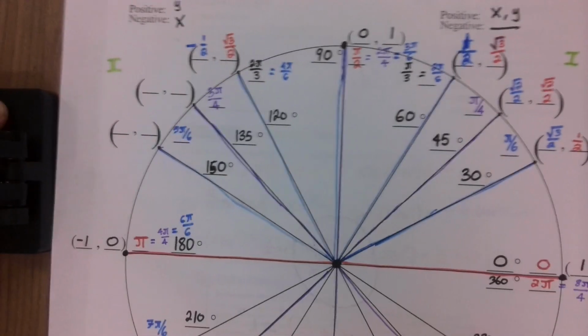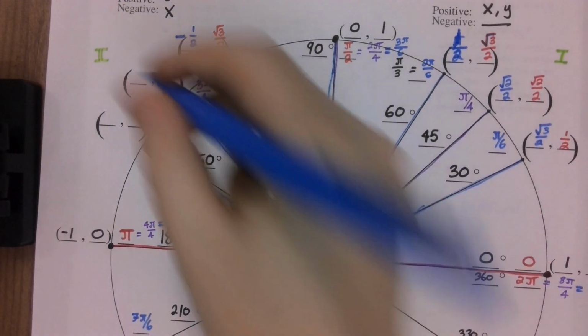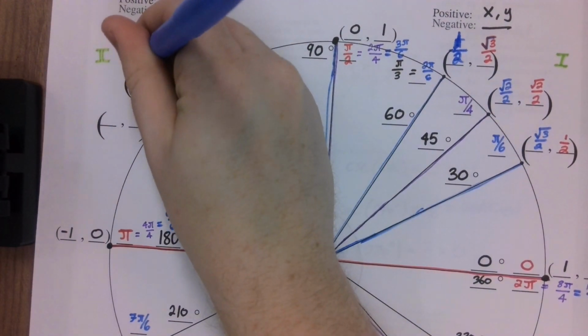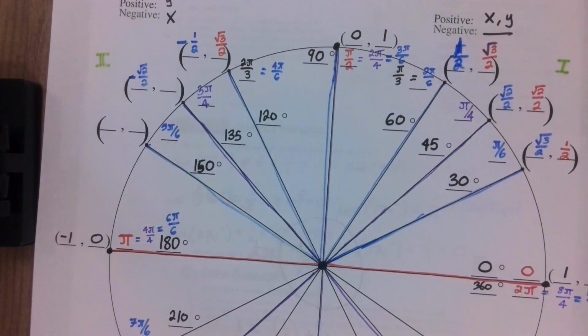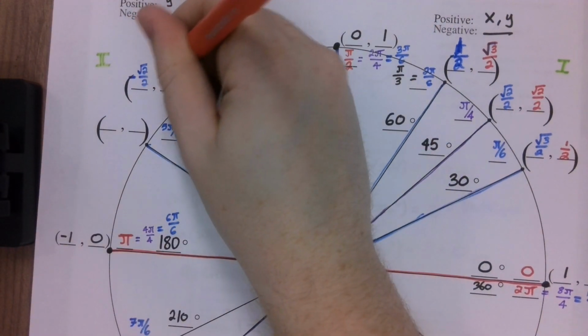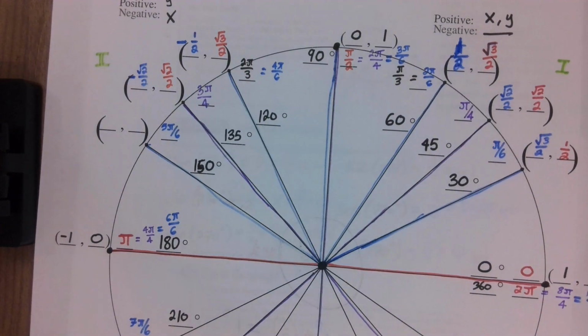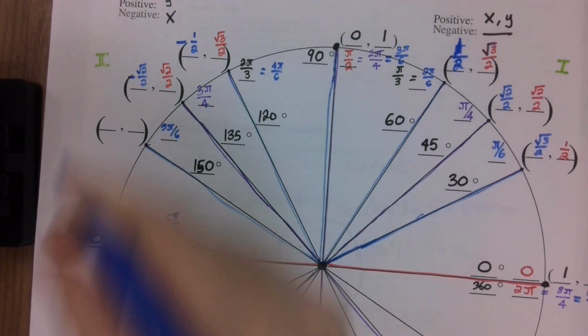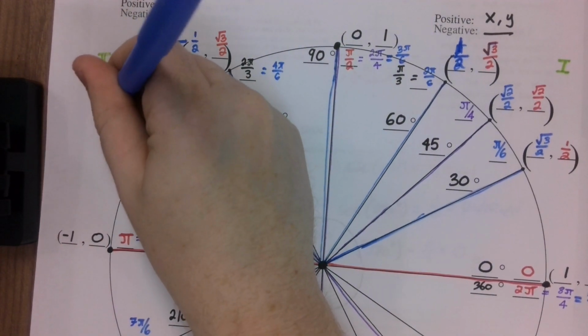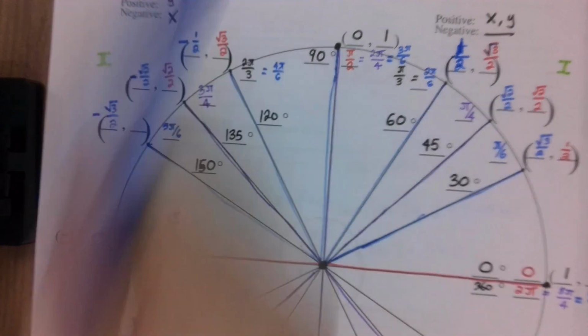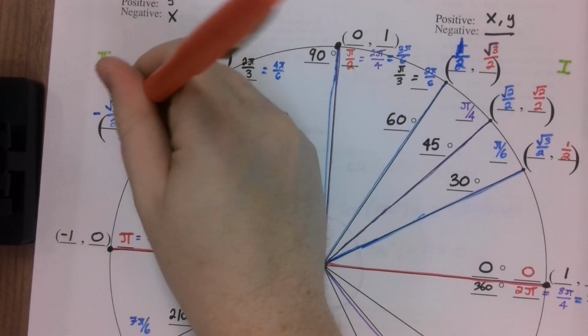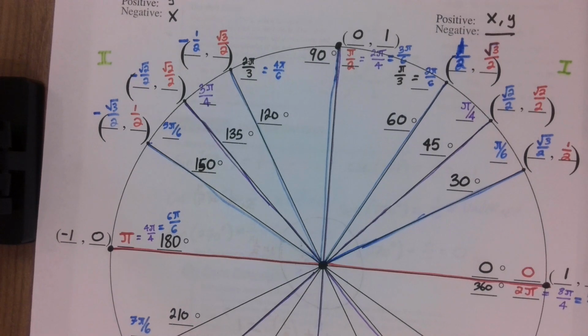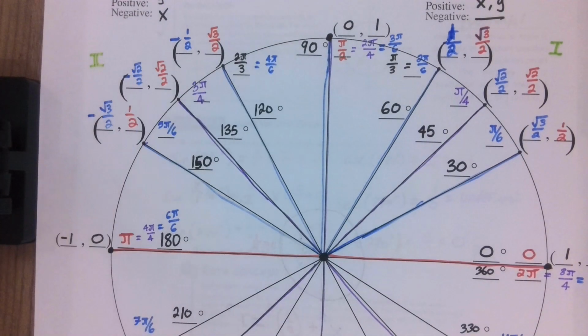135 degrees is going to be the same as 45, just with a negative x value. So it's negative root 2 over 2, and then positive root 2 over 2. 150 degrees is the same as 30 degrees, so the x is negative root 3 over 2, positive 1/2. We have just used our left hand to fill out all the coordinates of every point around the top half of the unit circle.